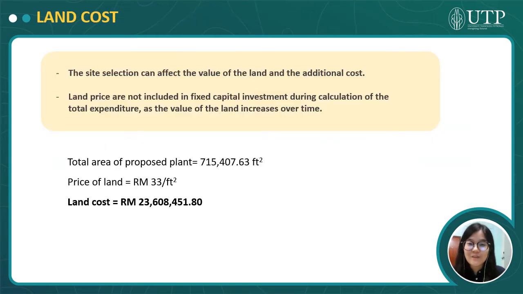So now I'm going to talk about the land cost of our plant. The site selection can affect the value of the land and the additional cost. Land prices are not included in fixed capital investment during calculation of the total expenditure, as the value of the land increases over time. So the total area of our proposed plant is around 715,000 square feet, while the price of the land is estimated to be 33 ringgit per square feet, which makes the land of our plant cost around 23 million.